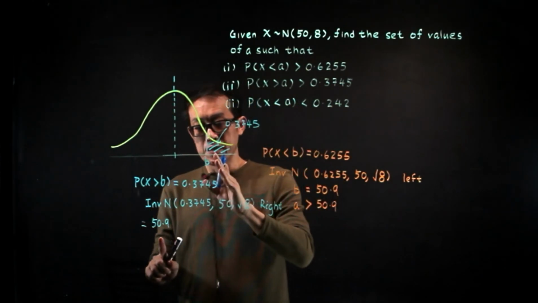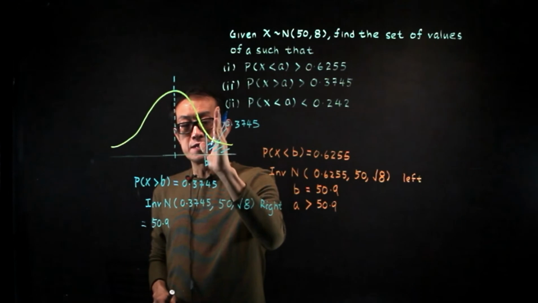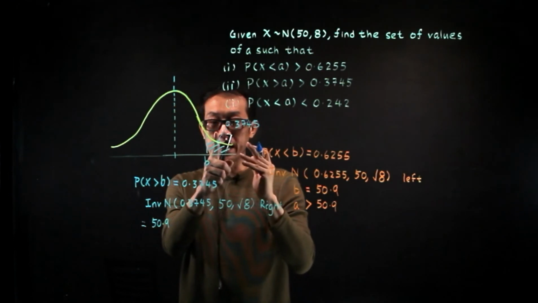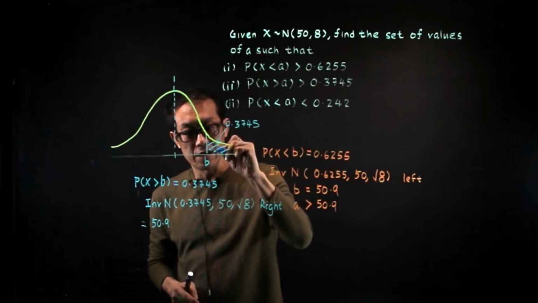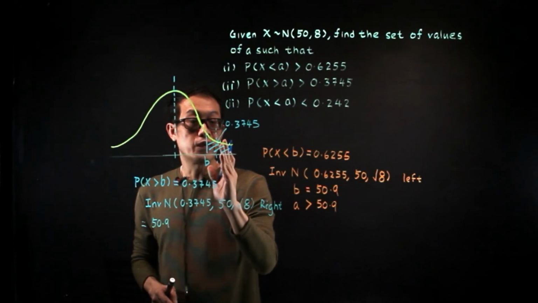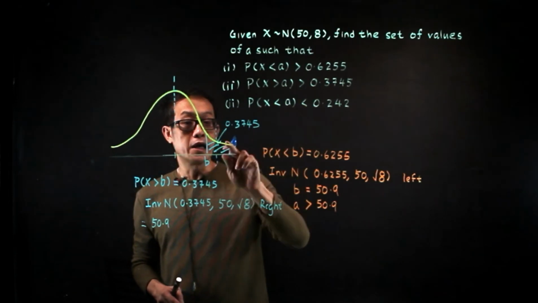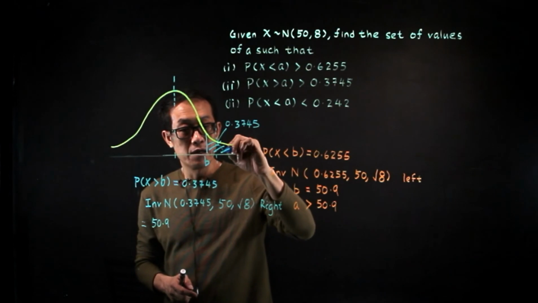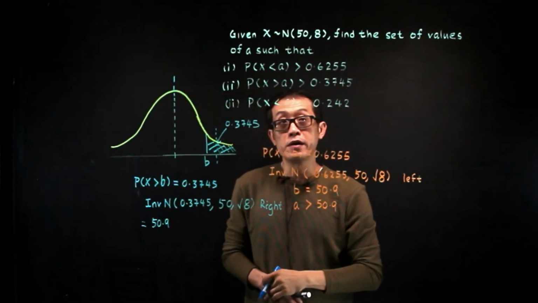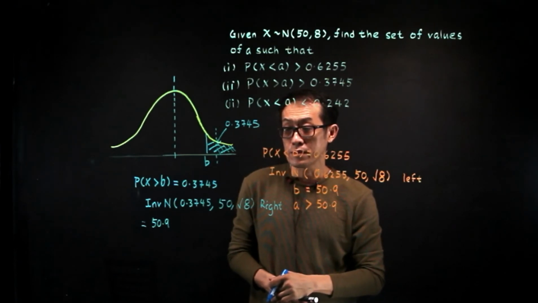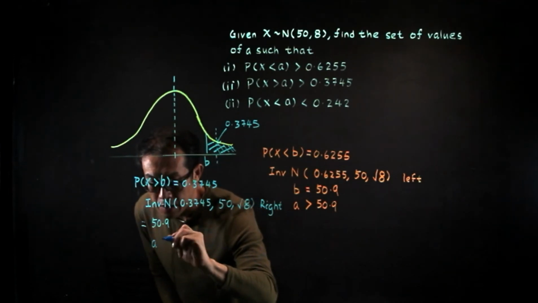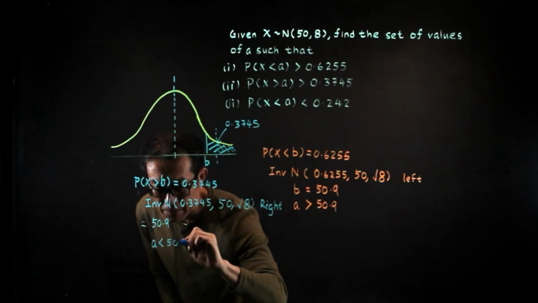Now let's assume what happens if A takes this side. You want X to be greater than A. Let's say A is here. You want greater than A. So you find that if it's greater than A, the area here, this area will be less than 0.745. So in this case, A has to be less than 50.9.